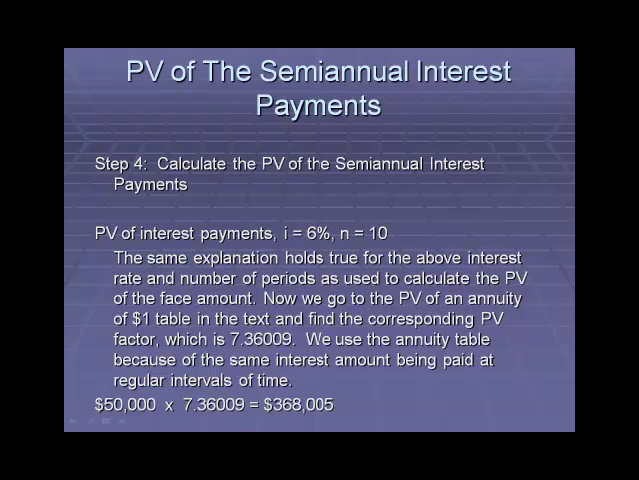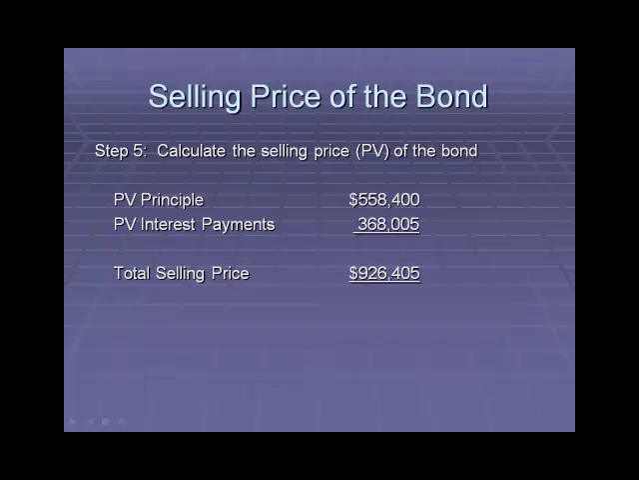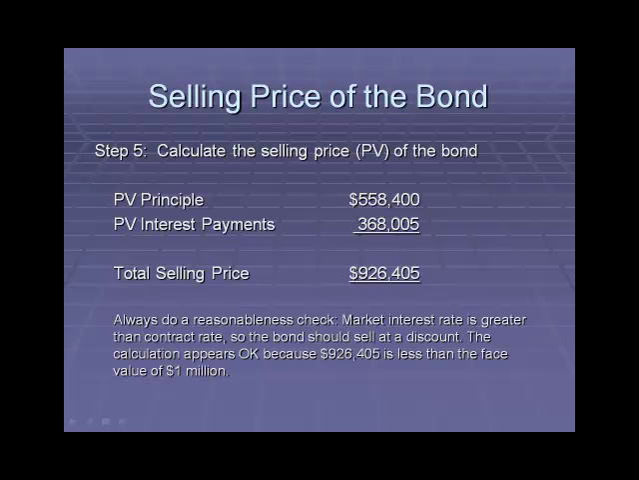So when we take that semi-annual interest payment of $50,000 multiplied by that present value factor of an annuity, we get $368,005. Now, in order to get the total selling price of the bond, i.e. the present value of the bond, we add the present value of the principal and the present value of the interest payments, and we get a total selling price of $926,405. And we always do a reasonableness check afterwards.